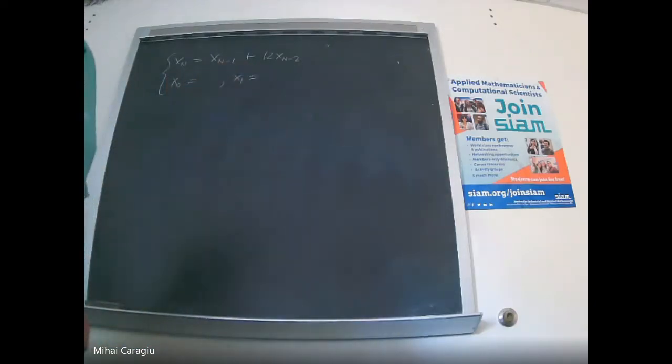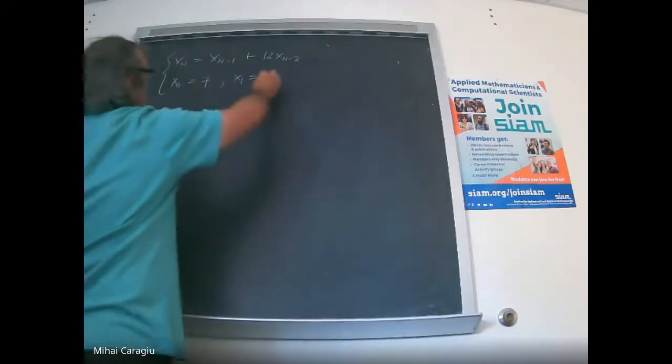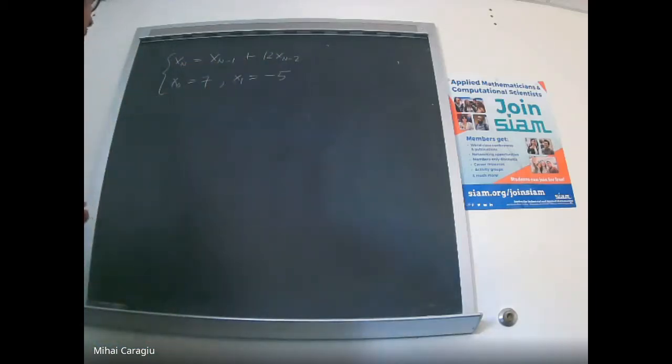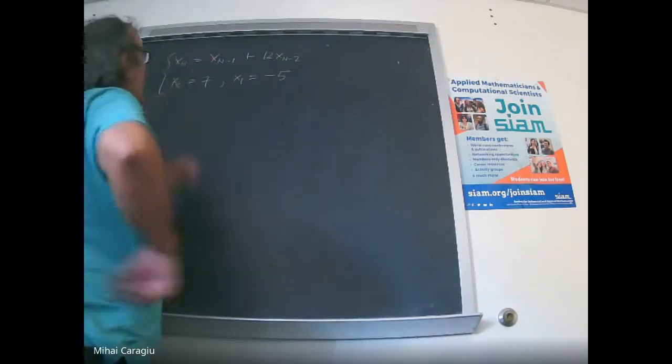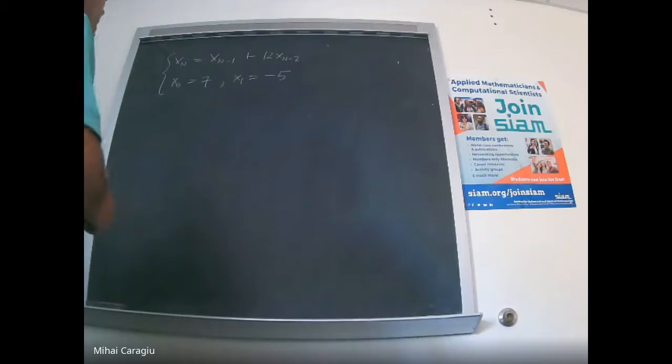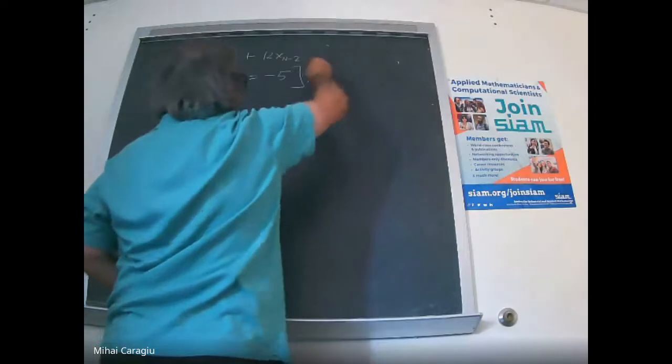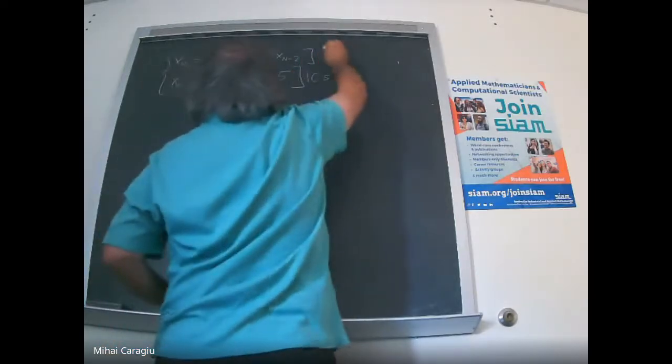So let's see, x0 is 7 and x1 is minus 5. So given this piece of information, this is the recurrence relation, which is linear, homogeneous, constant coefficients of order 2. Order 2 because every term in a sequence is a linear combination of the two previous terms. And these are the initial conditions, ICs. And this is the recurrence relation.